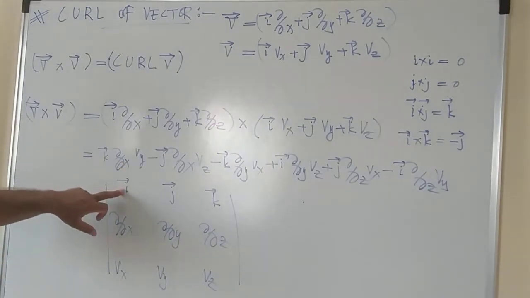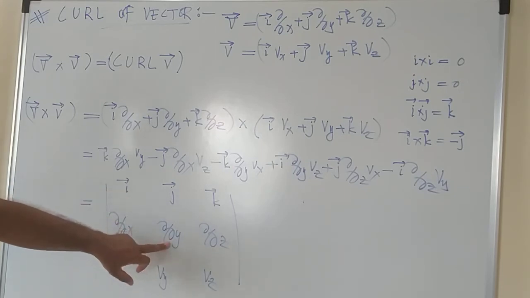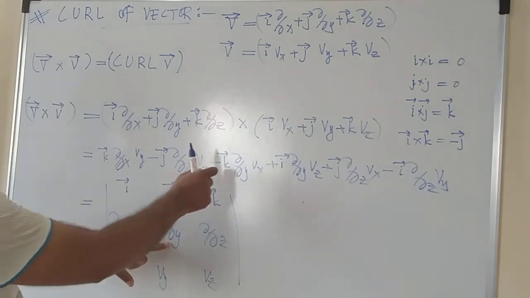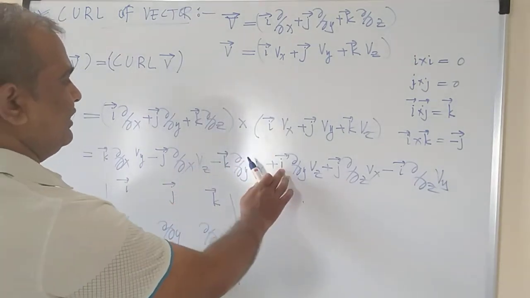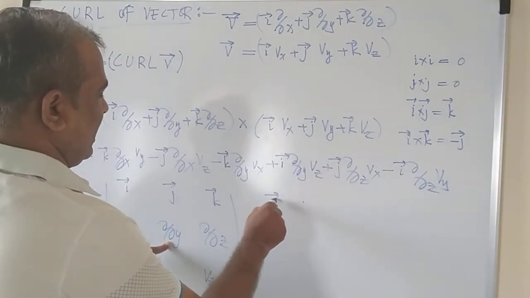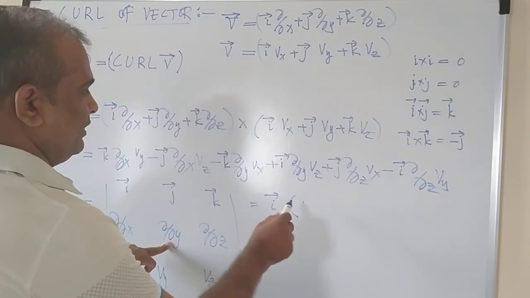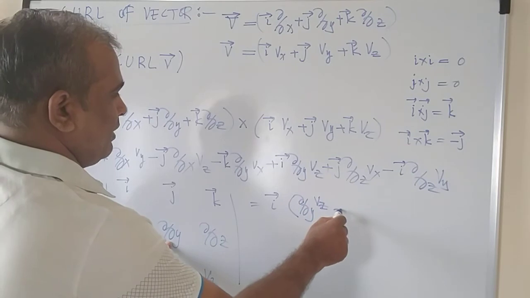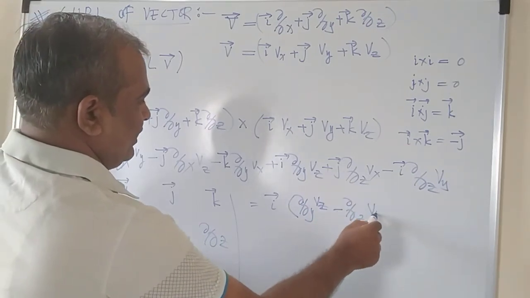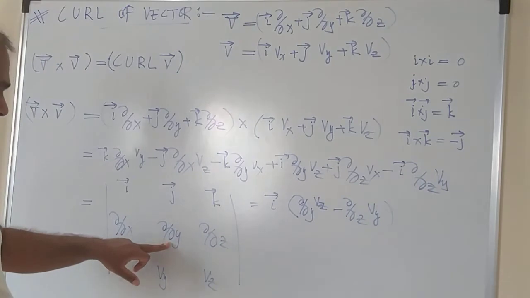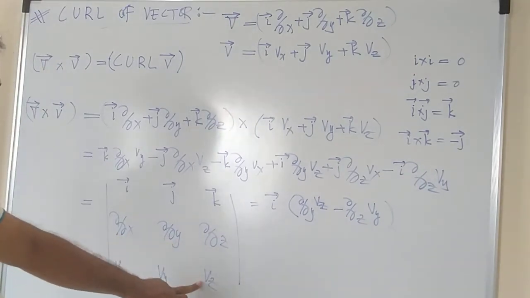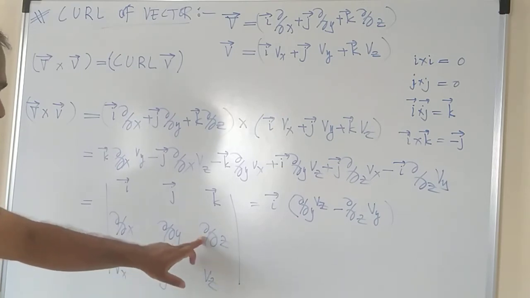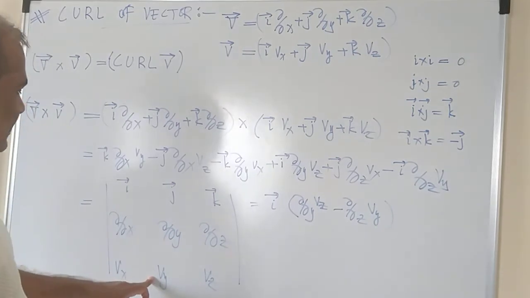So i bar into dou Vz by dou y minus dou Vy by dou z, and from this term you can take out i common. So i is here and i is here. If you take out i common, here you will get dou by dou y of Vz minus dou by dou z of Vy, right? You got the same term here.